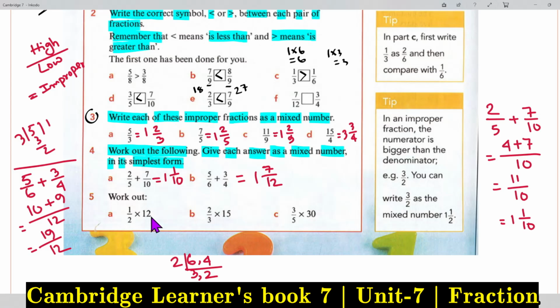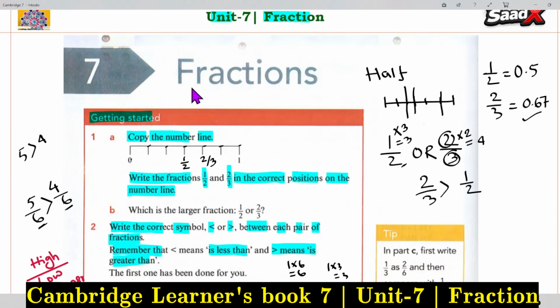1 by 2 times 12, it means 12 times half, so it will be 6. 15 by 3, it will be 5, equals 5 times 2 is 10. 30 divided by 5 is 6, 6 times 3 is 18. So the getting started part of fractions has been completed.